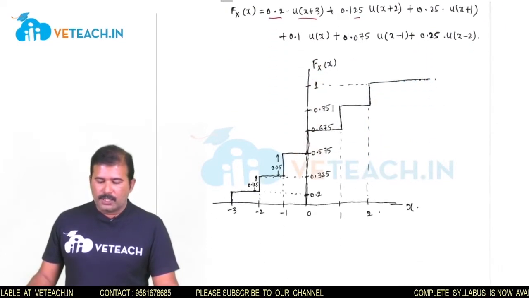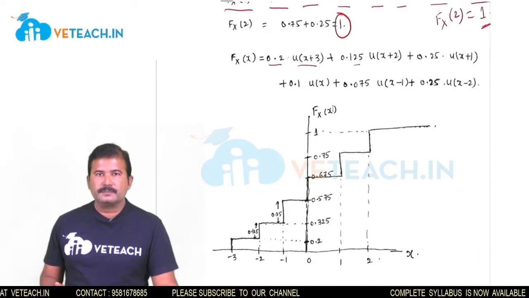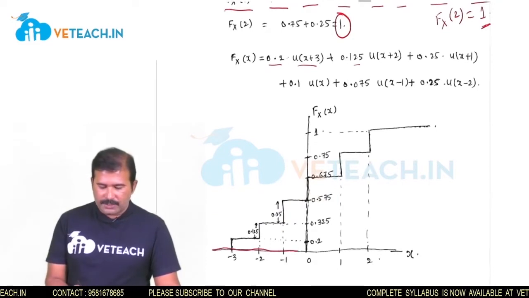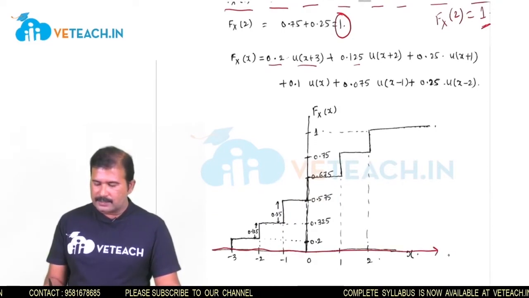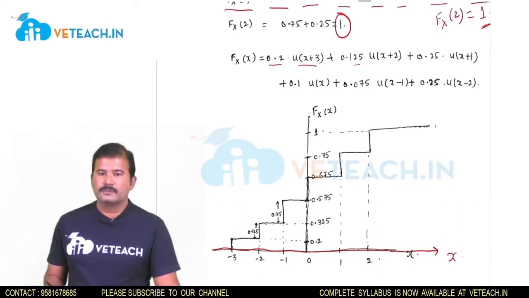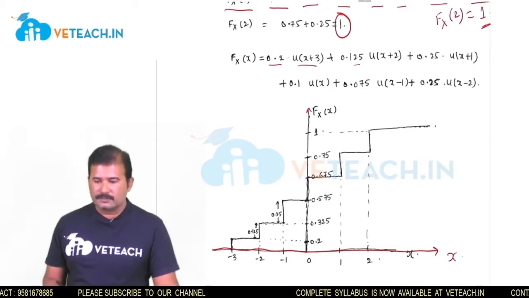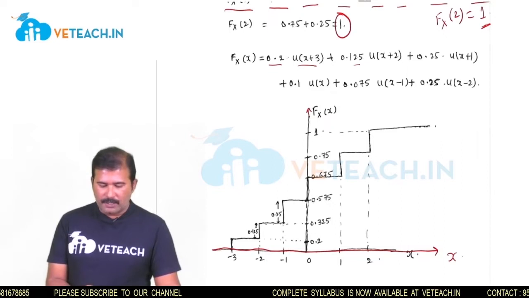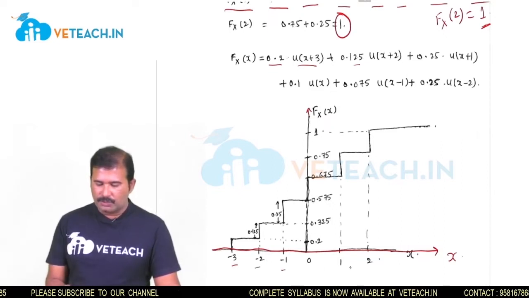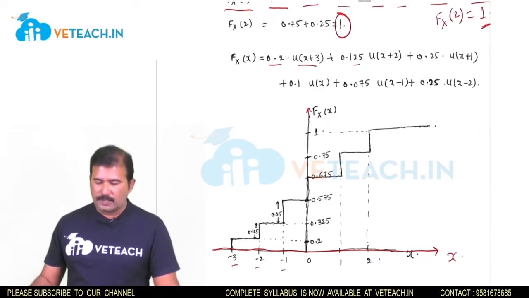Now let us see how to draw this distribution function. To draw the distribution function, take the horizontal axis. The horizontal axis consists of random variable values, and the vertical axis is the distribution function. So first draw the possible values: minus 3, minus 2, minus 1, 0, 1 and 2. So these are the possible values.